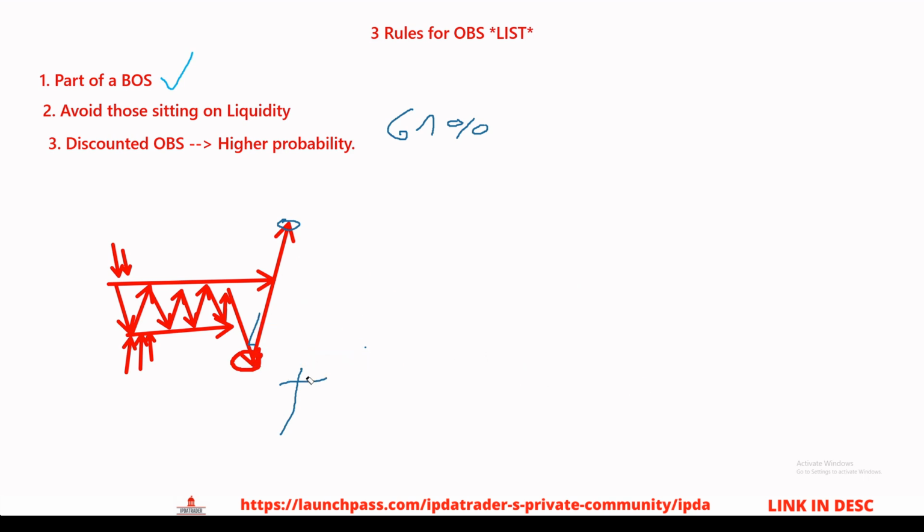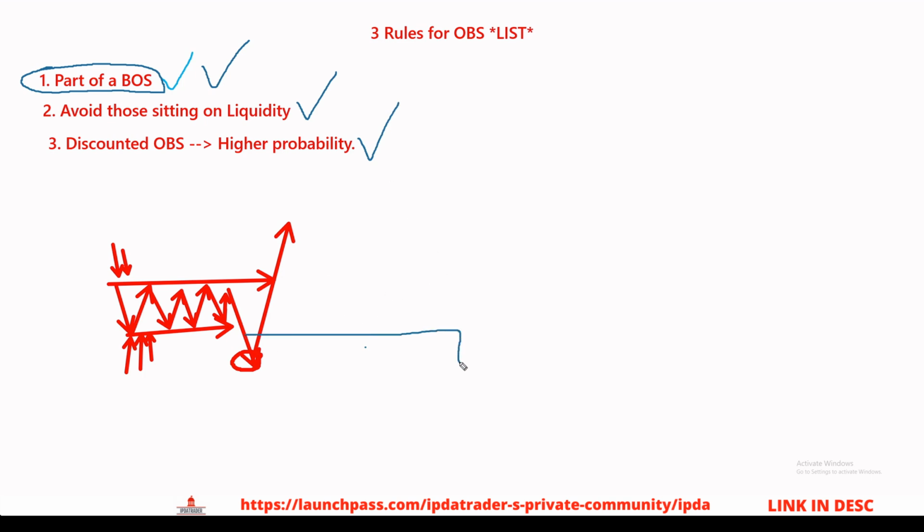So I did try my best to make these different rules very clear. I can guarantee you, if you start applying these rules, and every time you pick a POI to trade, you go through this rather slowly, you say, hey, is it a part of a BOS? Yes. Is it sitting on liquidity? No. Awesome. Is it at a discounted area? Yes. Great. This is a great area for me to try and go long.